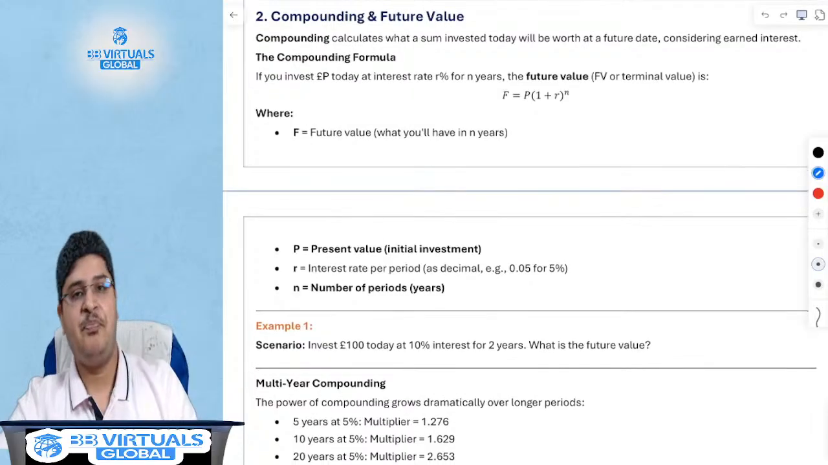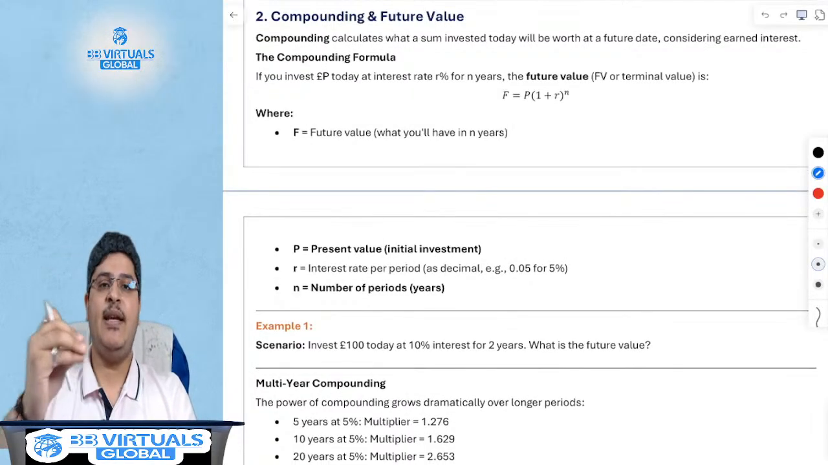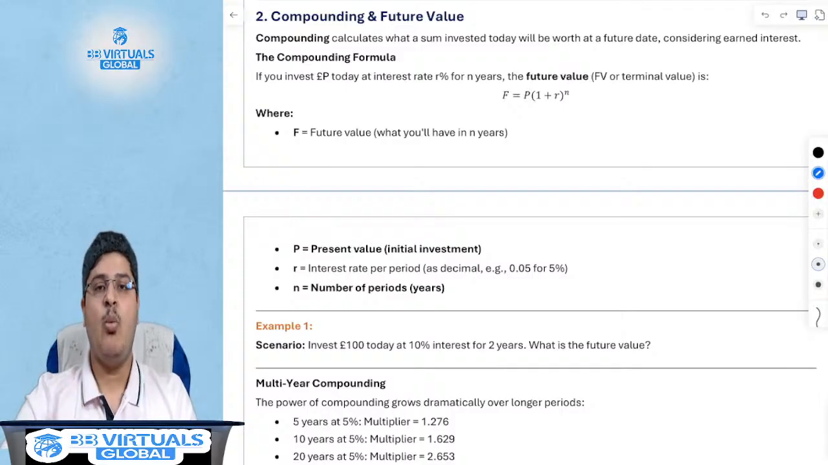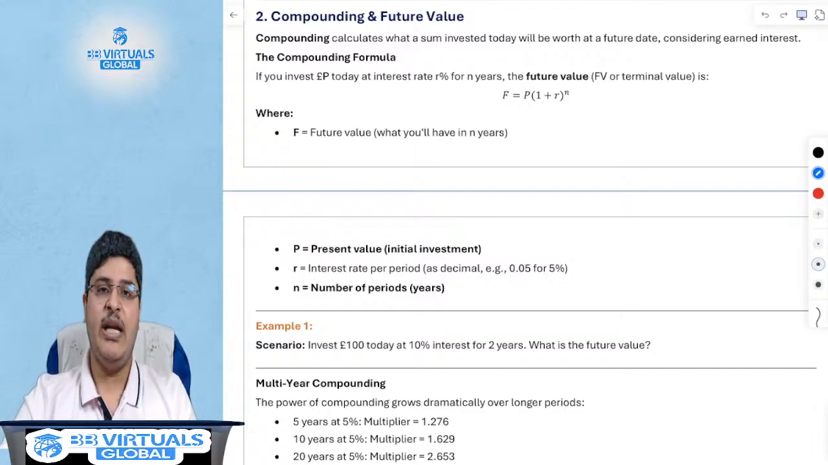Coming to compounding. What is compounding? Compounding is nothing but you saying, I will invest 100 rupees today. What will I get in a year's time? If you invest 100 rupees today, let's say in a fixed deposit which gives you 8% return.